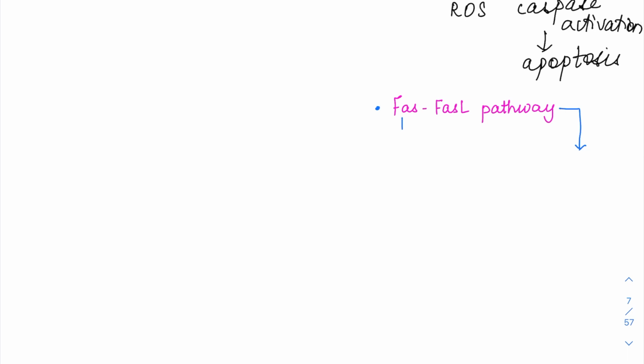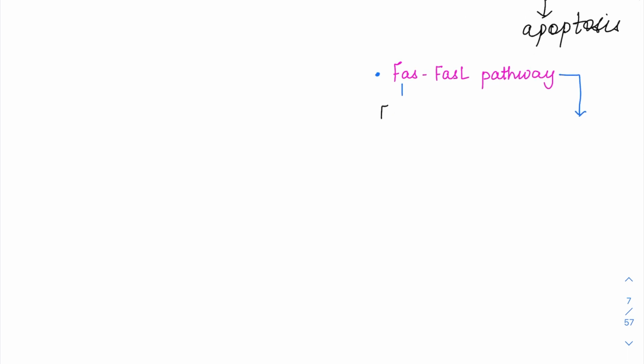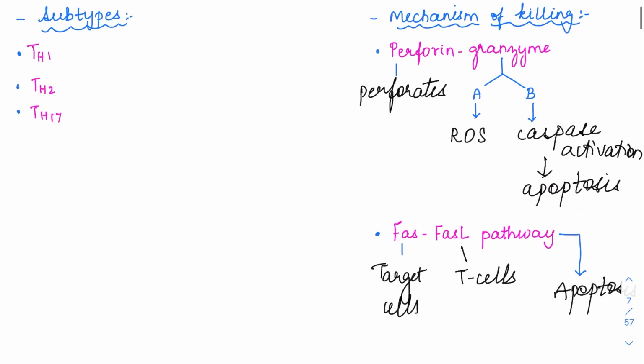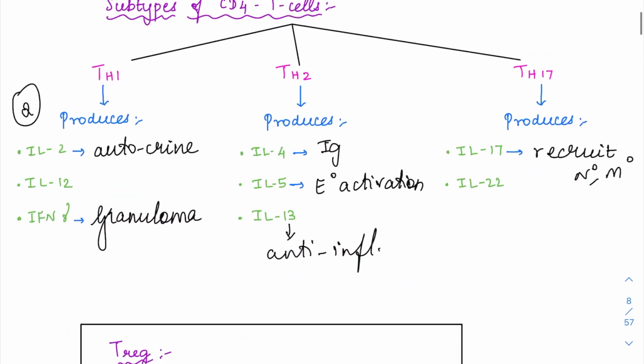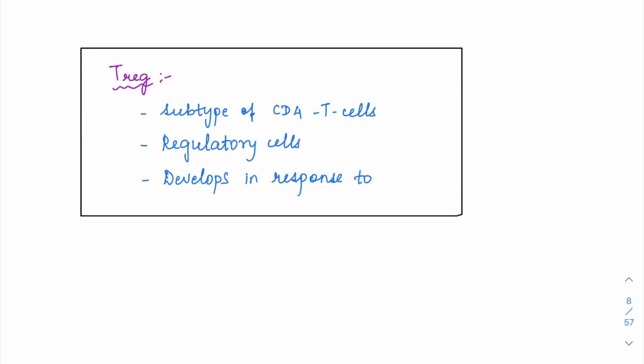Then they have a Fas ligand pathway, where we know Fas is going to be present on the target cells. So whichever cell is going to be killed, virus infected cell or a tumor cell, it is going to express Fas, and then the Fas ligand is going to be present on the cytotoxic T cell. When this interaction takes place, it is going to result in the apoptosis of the target cell. So this cytotoxic T cell involves killing by the apoptosis method. This Fas pathway was the extrinsic pathway of apoptosis, remember. So both the perforin granzyme and the Fas ligand pathway involve the apoptotic pathway to kill the cells. So now we have seen the two main sets of T cells.